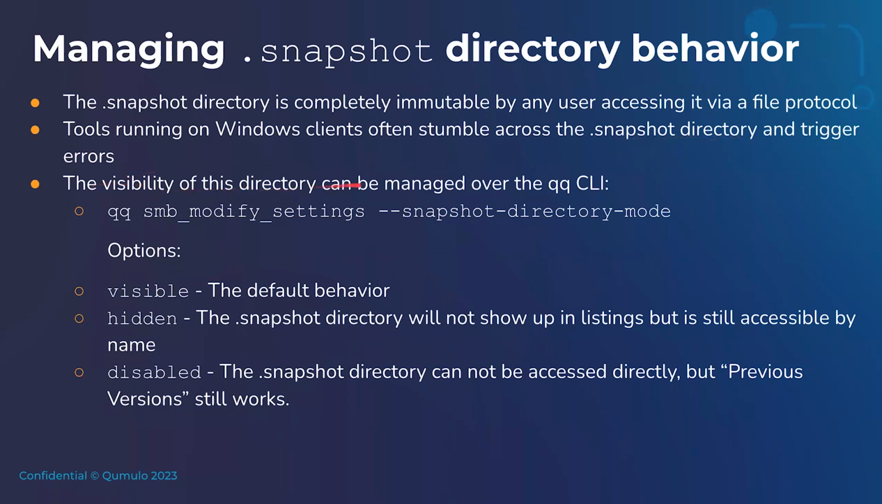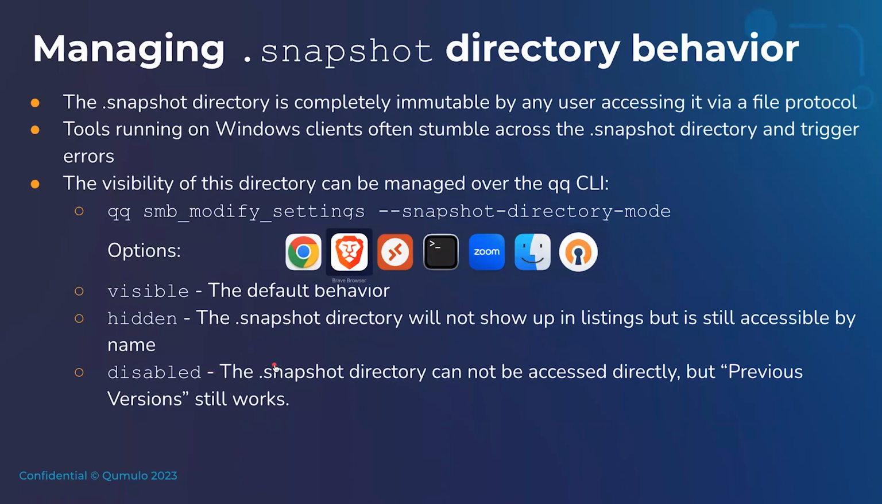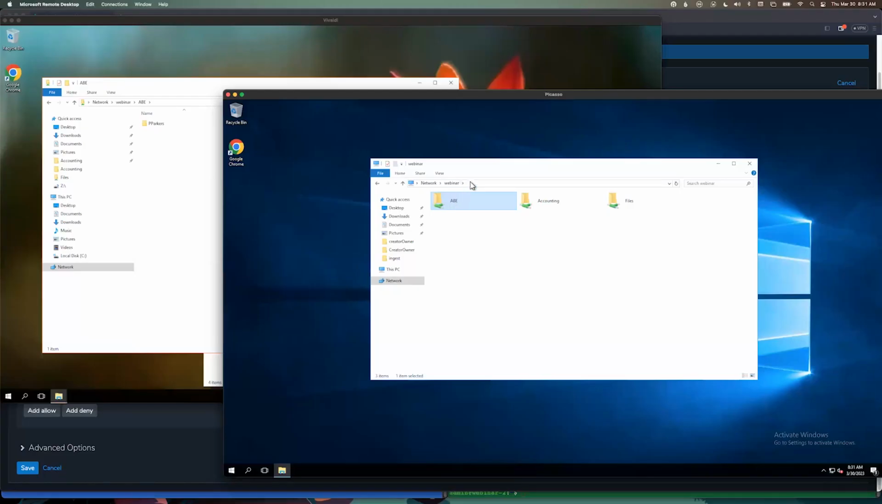So you can control the visibility of this directory via the CLI. You can change how we handle this special directory, how we present it to SMB clients. And you have the option to make it visible, which is the default. You can make it hidden, meaning that it would not show up in directory listings. And you can actually disable it, meaning that even if I knew it was there, I wouldn't be able to just type .snapshot like I can now. I can just type .snapshot and files.